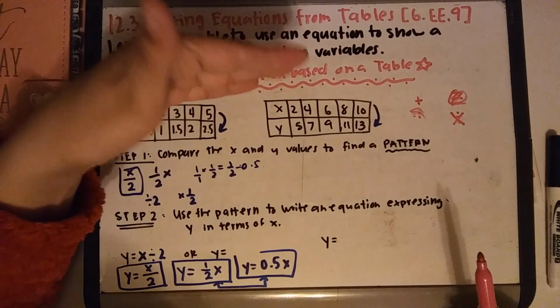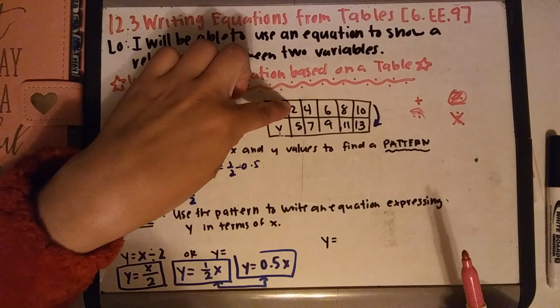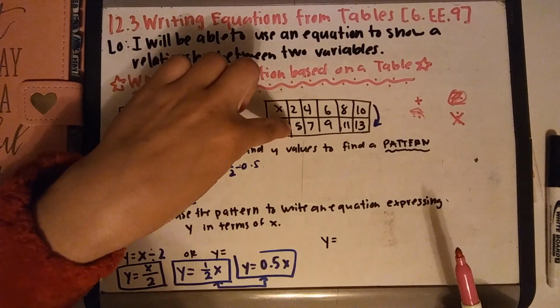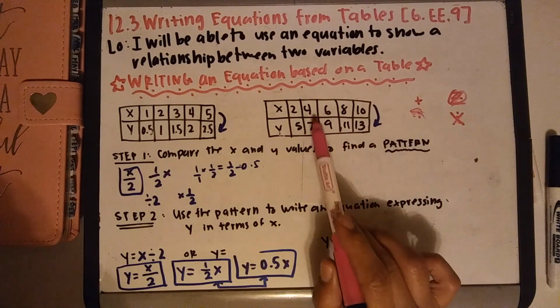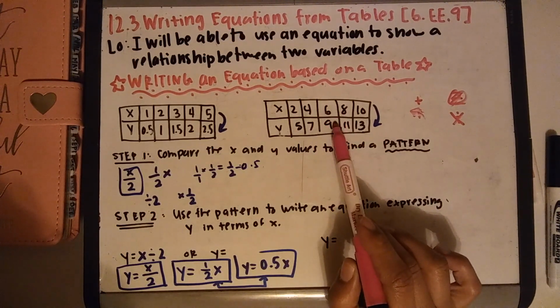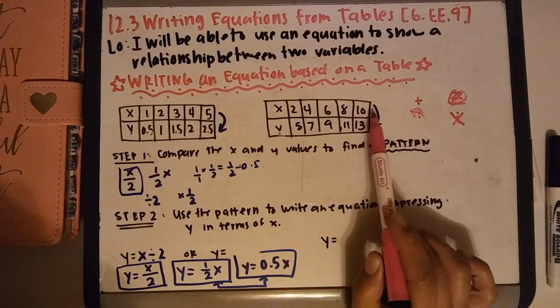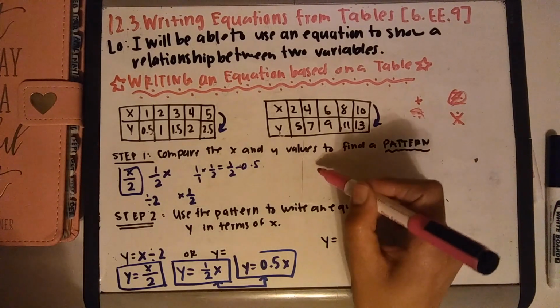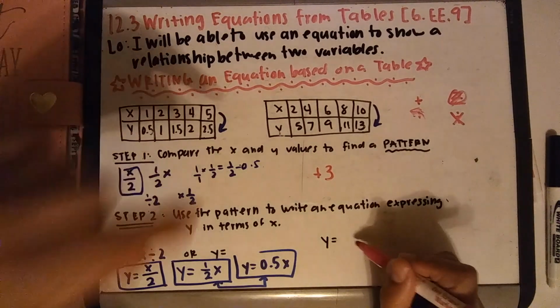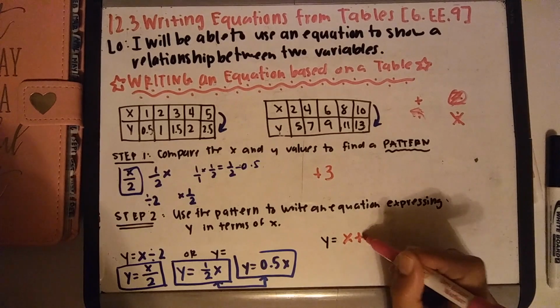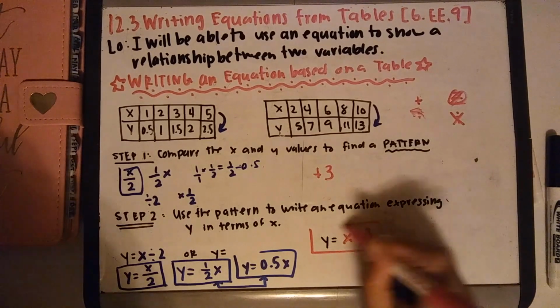So what am I adding to the x to get it to y? 2 to get to 5, that would be 3. Is it true for each one of them? 4 plus 3 is 7, yes. 6 plus 3 equals 9, yes. 8 plus 3 equals 11, yes. And 10 plus 3 equals 13, correct. So I'm adding 3 every time. How do I write my pattern? I took my x and I added 3 to it, and that will be my equation for that one.